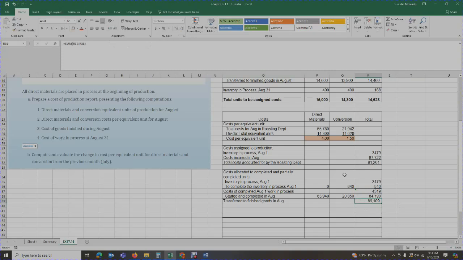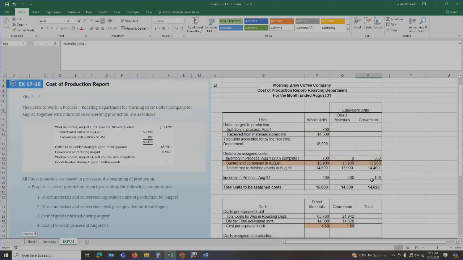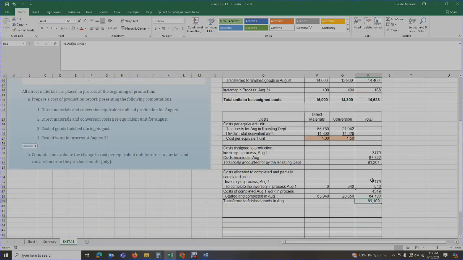Okay. So that is what is transferred to finished goods in August. That includes a combination of what we started in July that we did not finish, where we're talking about those 700 pounds, and then what we started and completed in the month of August. Okay. Now we have one more component. What about what we didn't finish in the month of August?